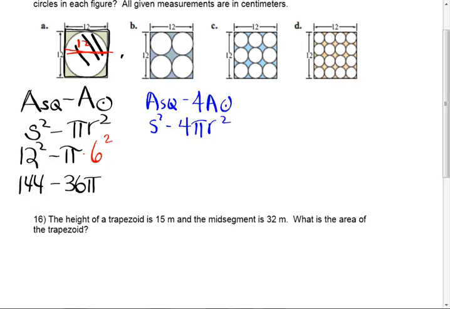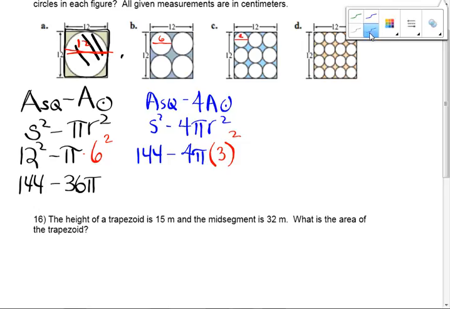So this is 12 squared. Well, I know what that is. That's 144. Minus 4 times pi. And here's the hard part, the radius. This is 12, so I have to add 3 circles to add up to 12. Is 4, so you can find the radius. And so the radius here is 3. What do you get when you do that? You get the same thing.